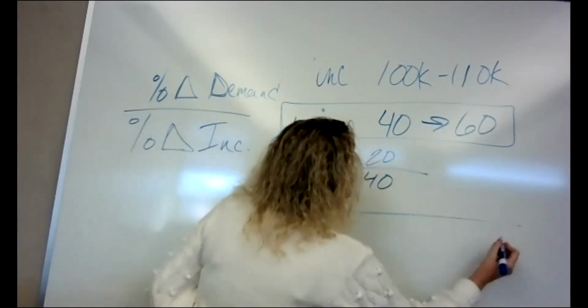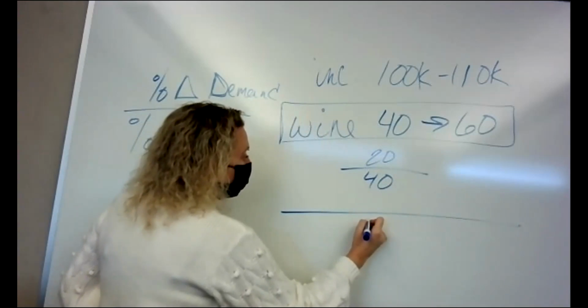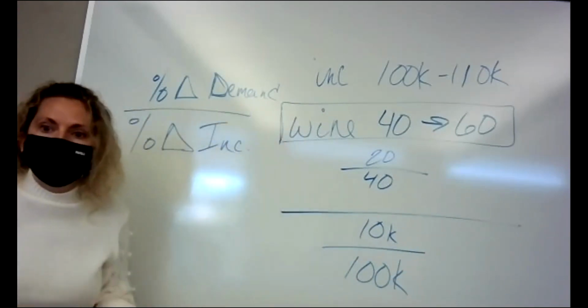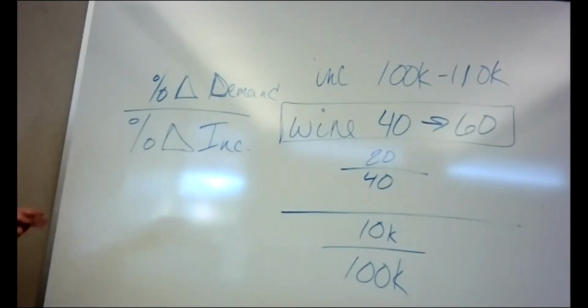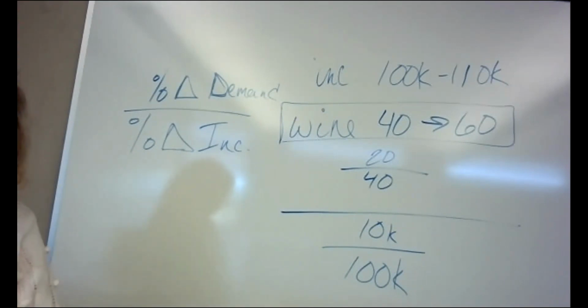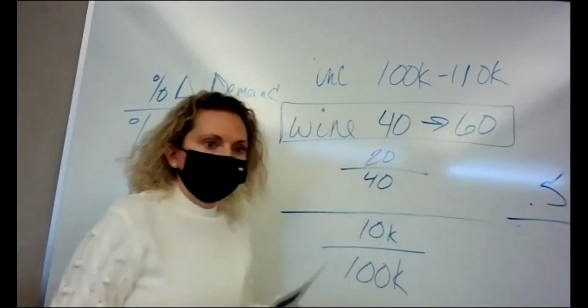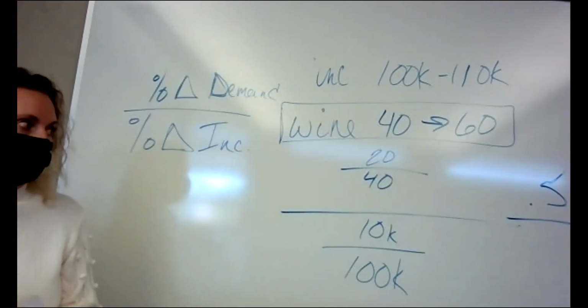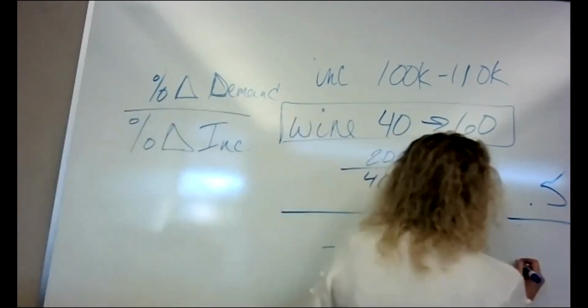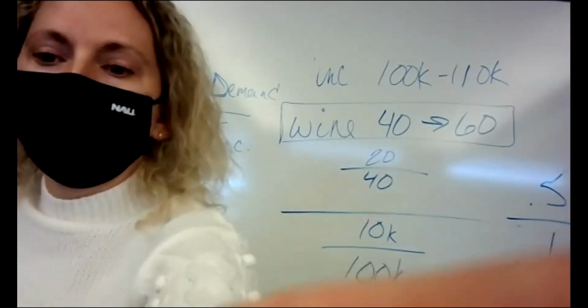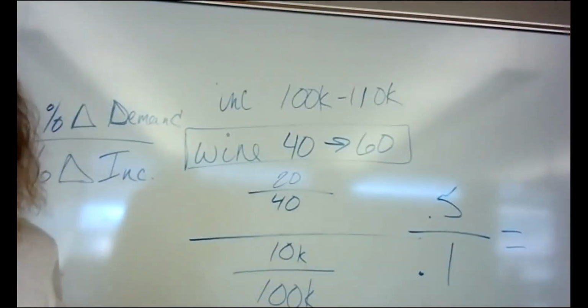All over change in income, which is 10K, over our original income, which was 100,000. Now you just do the math, right? So we have 20 divided by 40, which gives us what? 0.5, thank you. 10 divided by 100. Thank you, 0.1. 0.5 divided by 0.1. Try not to make the math too hard here, people. 5.